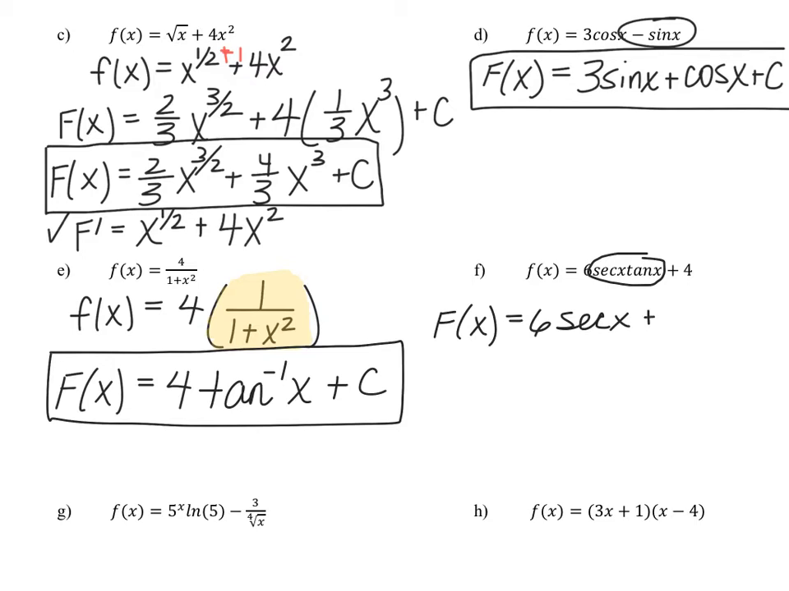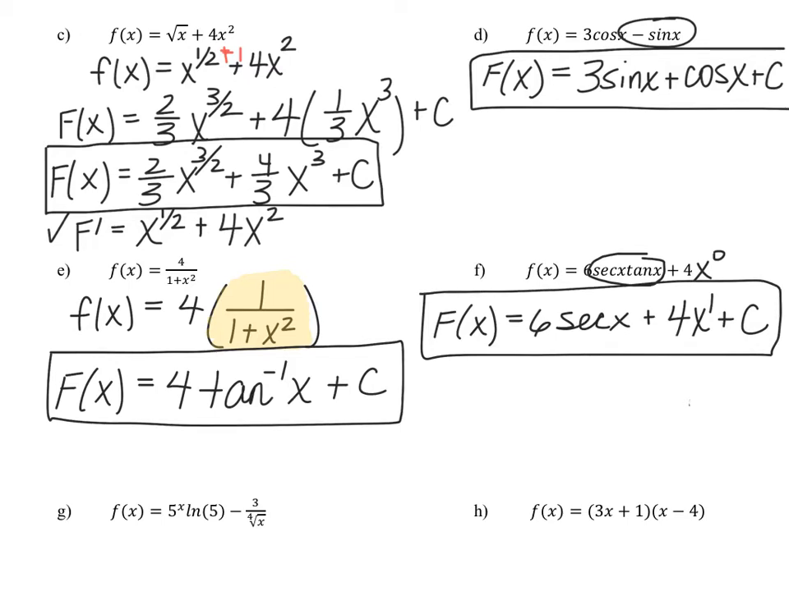Then moving on to a 4. 4 is a constant. It really is 4x to the 0 power, but we don't have x to the 0 power written because that would equal 1. So if I add 1 to that exponent, that means that this must have come from an x to the first power. So the derivative of 4x to the first power would just be 4, which is exactly what we want. So again, don't forget that plus c, because we're looking for the general antiderivative. So my general antiderivative would be 6 times secant x plus 4x plus c.